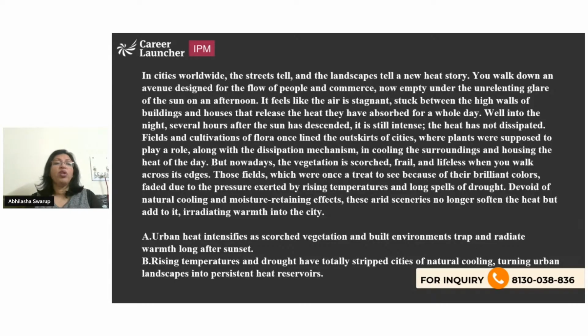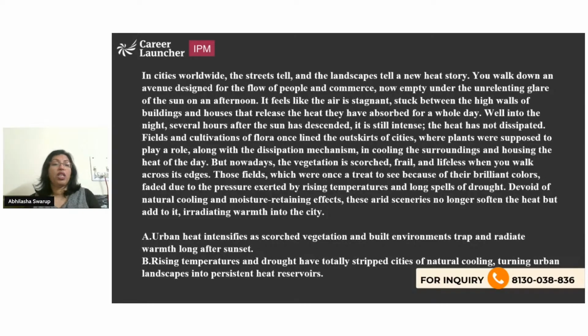You walk down an avenue designed for the flow of people and commerce, now empty under the unrelenting glare of the sun on an afternoon. It's empty. It feels like the air is stagnant, stuck between the high walls of buildings and houses that release the heat they have absorbed for the whole day. So it's still very hot. Well into the night, even after many hours after the sun has gone down, the heat is still very strong.